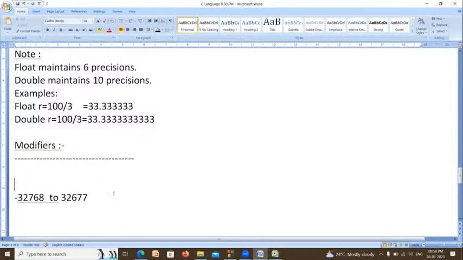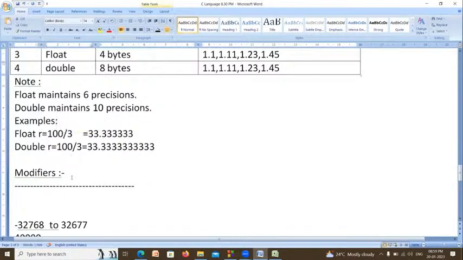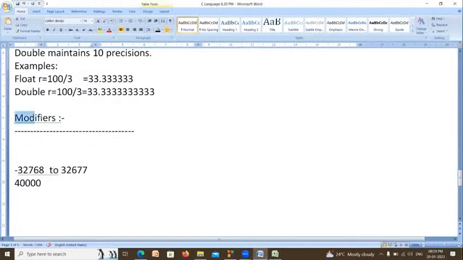In the same manner, if you store 40,000 in an integer variable, it can store up to 32,000. It cannot store up to 40,000. So some data will be lost. To avoid this, what do we have to do? We have to modify the meaning of the data type. To modify the meaning of data types, we need to use the modifiers.